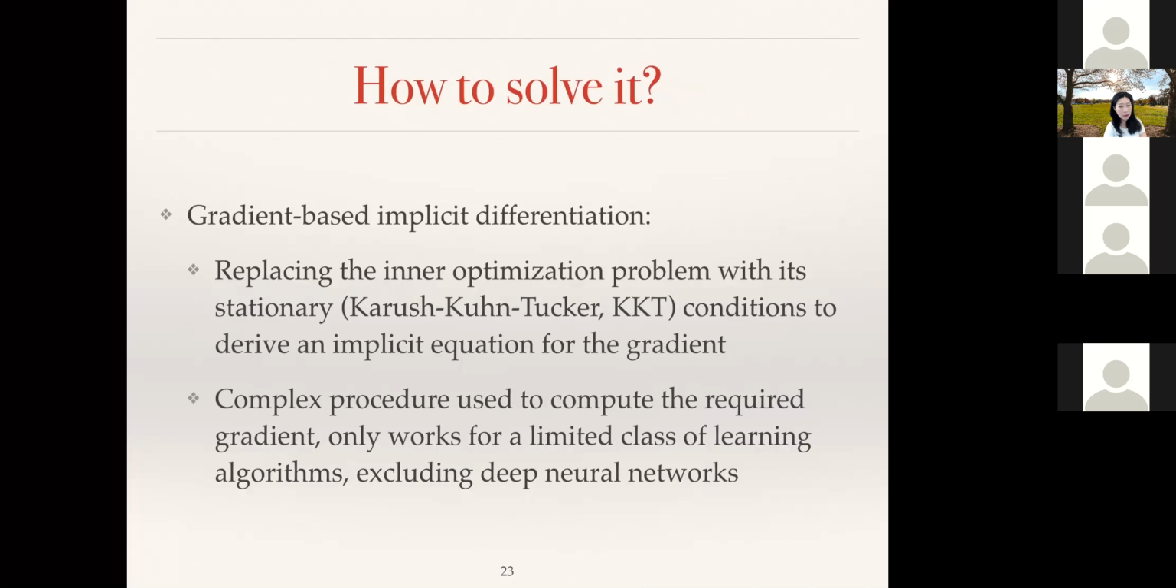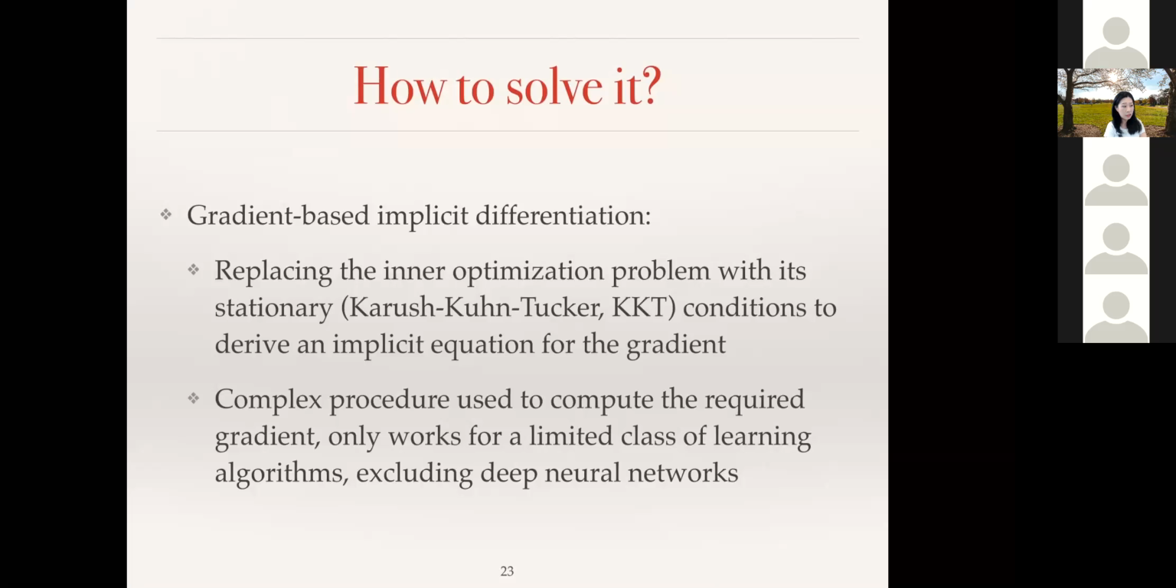So how do we solve this bi-level optimization? Gradient-based implicit differentiation is often used. Basically, people replace the inner optimization problem with its stationary conditions, the so-called KKT conditions, to derive an implicit equation for the gradient. The drawback is that it has a very complex procedure to compute the required gradient. Due to computational complexity, it only works for a limited class of learning algorithms. Usually it doesn't work for deep neural networks.